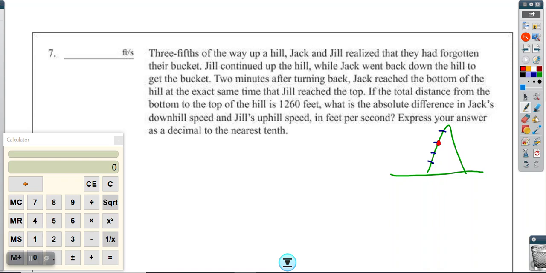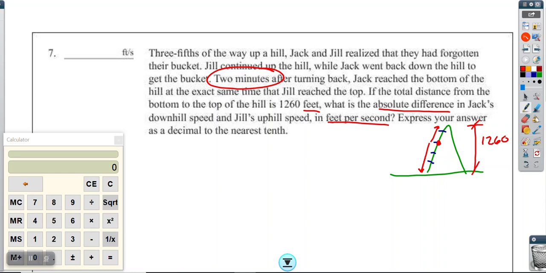Jack and Jill forgot their bucket. Jill continued up the hill, and Jack went down the hill. And it took them exactly 2 minutes to reach the top and the bottom, Jack and Jill, simultaneously. So, if the total distance from the bottom of the hill to the top of the hill is 1,260 feet, what is the absolute difference, so it has to be positive, between Jill's speed and Jack's speed in feet per second?